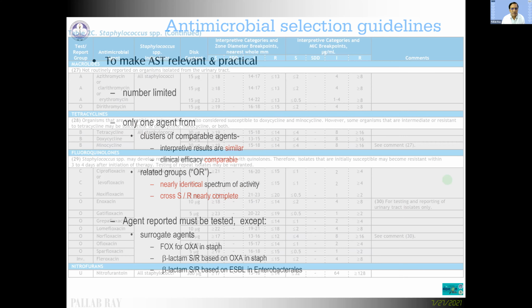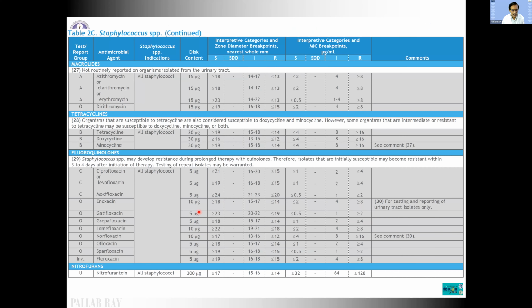Let us look at the table for Staphylococcus species, and I will draw your attention to this list of fluoroquinolones to be tested for Staphylococcus. You can see here we have about 8 fluoroquinolones. Each one is in its individual box separated by a line. So that means these antibiotics should be tested individually, and susceptibility to one of them does not necessarily give us an idea about susceptibility to any of the others.